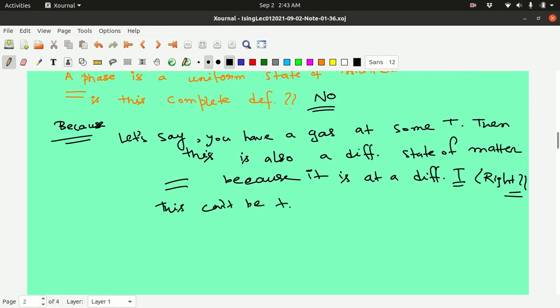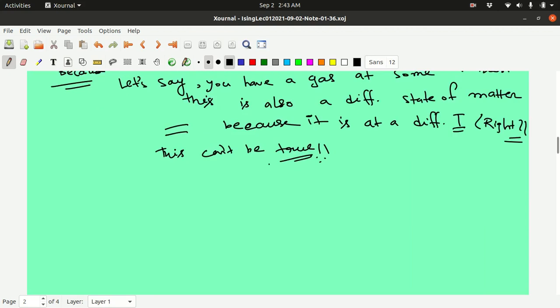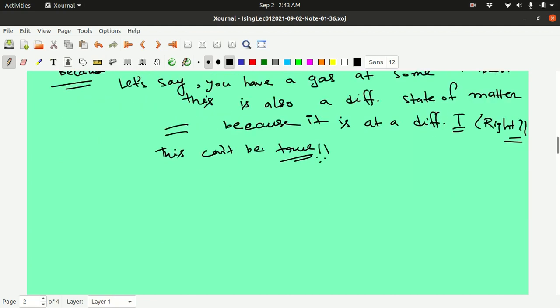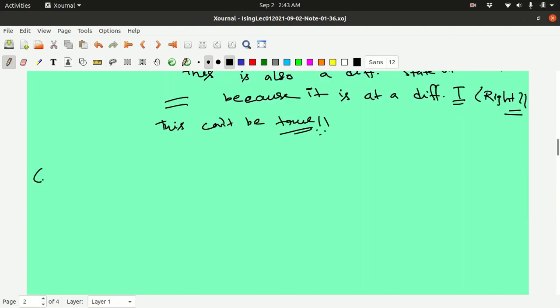We don't want this type of definition, because we want gas to be gas, solid to be solid, and liquid to be liquid. So what is a complete definition? The complete definition is the following.